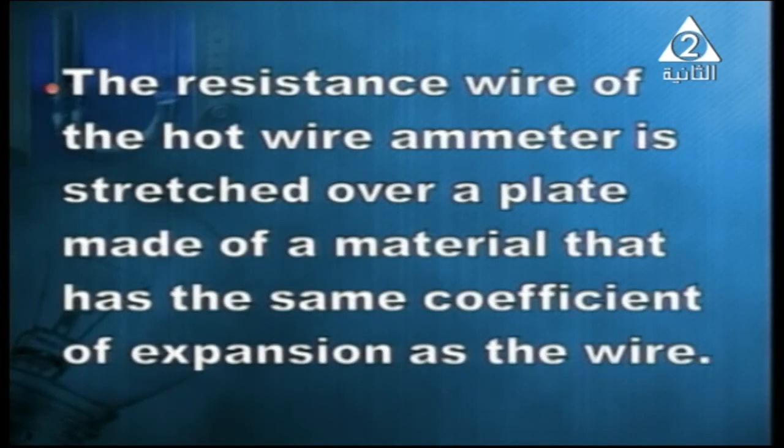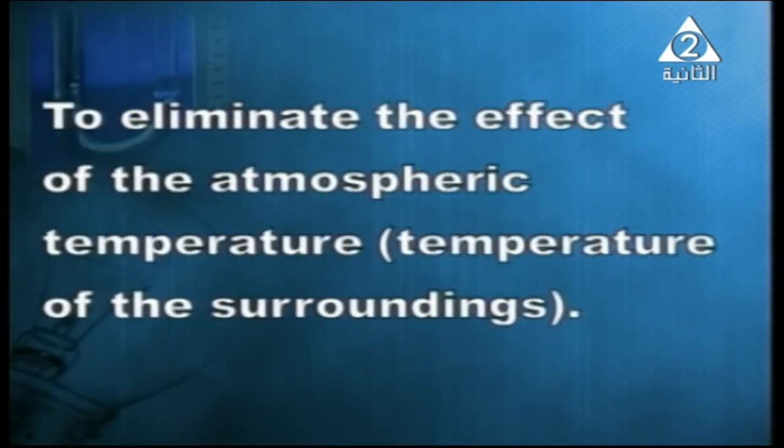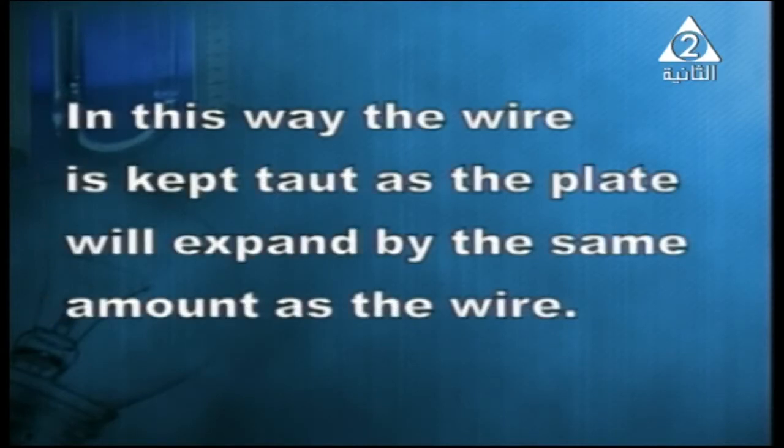Another, give reason: the resistance wire of the hot wire ammeter is stretched over a plate made of a material that has the same coefficient of expansion as the wire. Why do so? To eliminate the effect of the atmospheric temperature. Atmospheric temperature is the temperature of the surroundings. In this way, the wire is kept taut, as the plate will expand by the same amount as the wire.